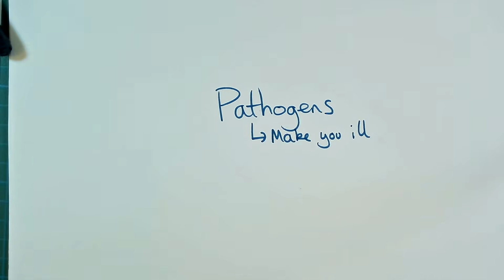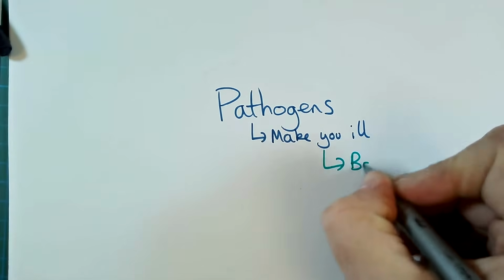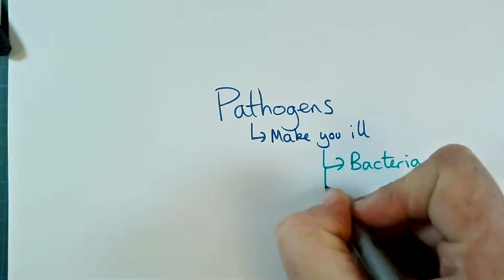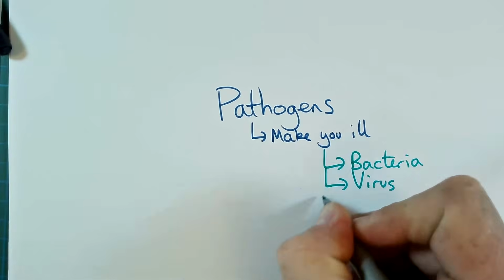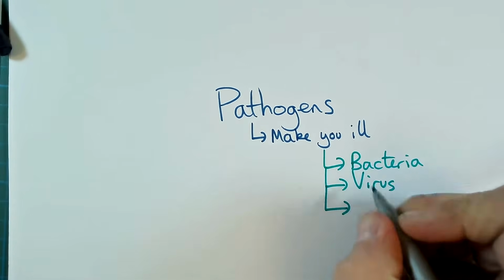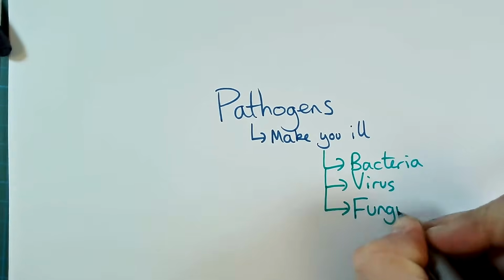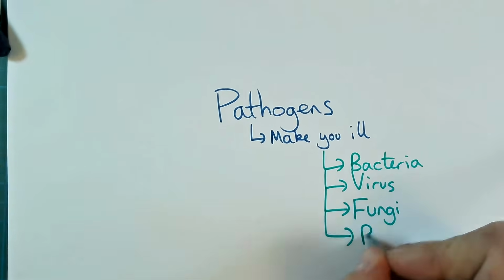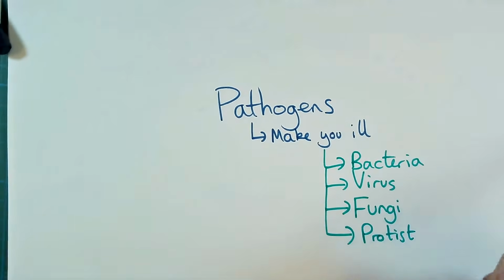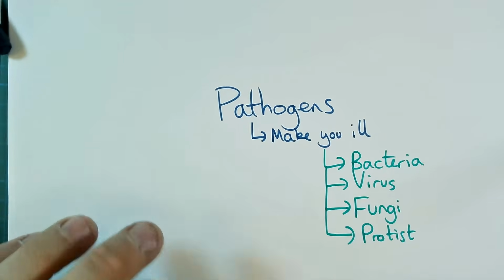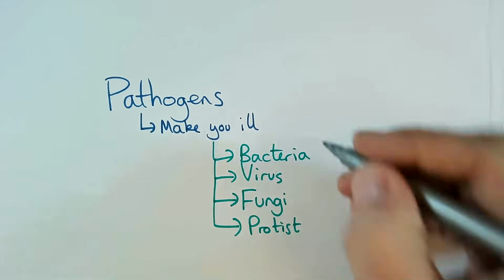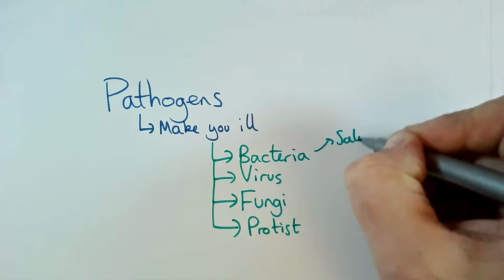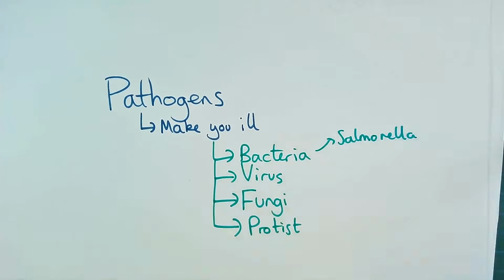So there are 4 types of pathogen. There are bacteria, virus, fungi, which also infect you, and protist. Protist is a single-celled organism. Right, you need to know some types. So, salmonella, food poisoning, is caused by bacteria.